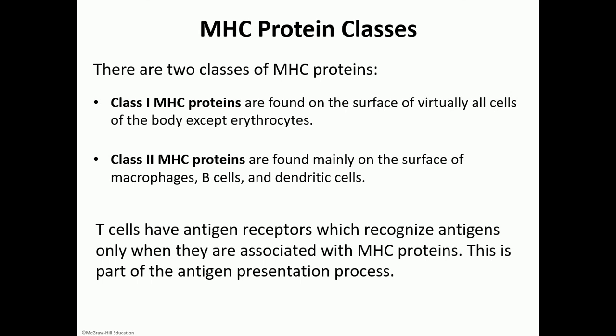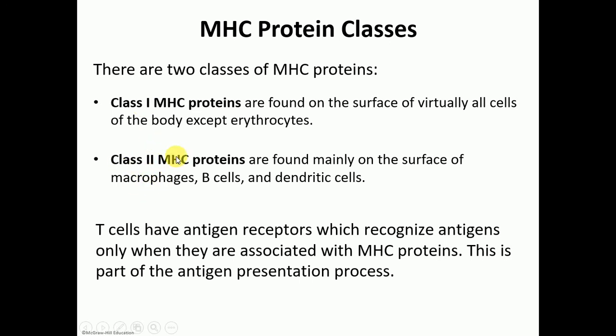We have two different kinds of MHCs, class 1 and class 2. Class 1 MHC proteins are found on the surface of every single cell in your body with the exception of the RBCs. RBCs do not have class 1 MHC. They have antigen A and antigen B and so on. So again, your class 1 MHC is found in all of your cells except for your red blood cells.